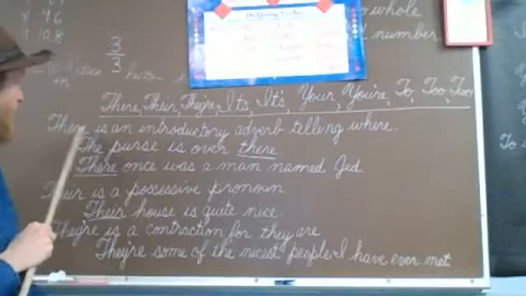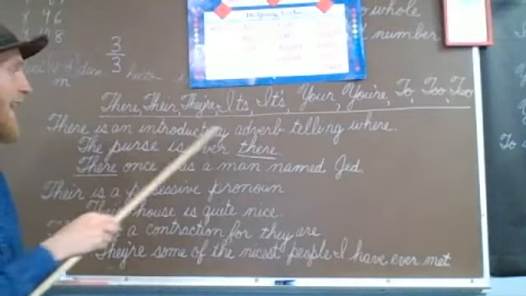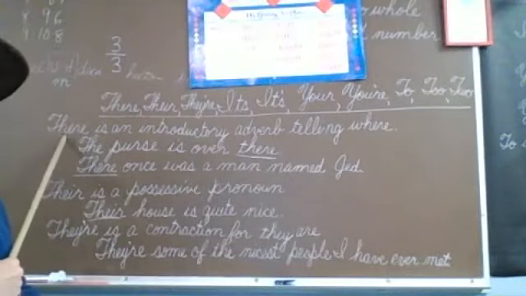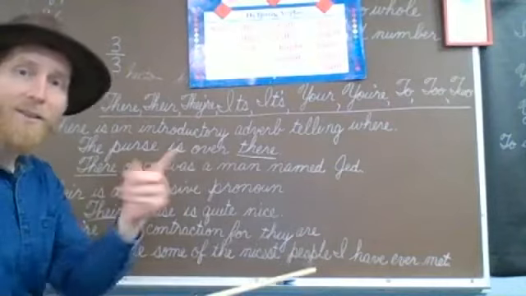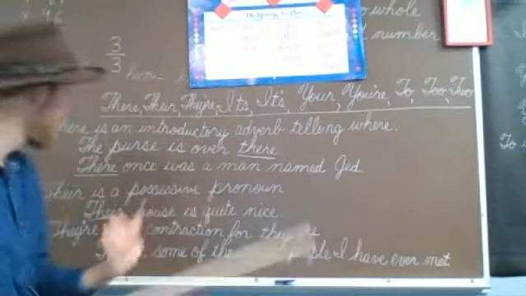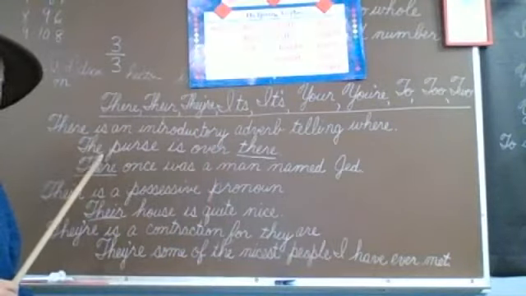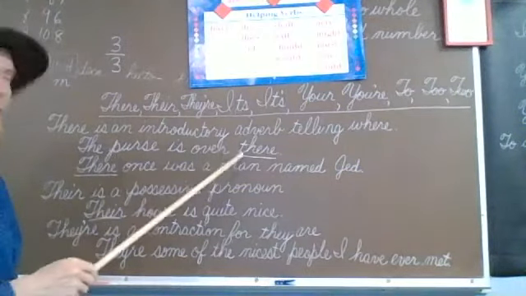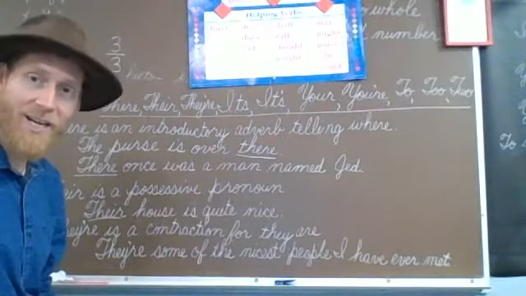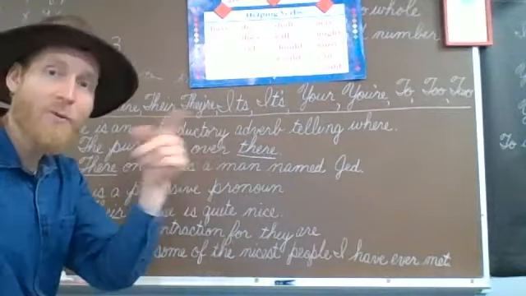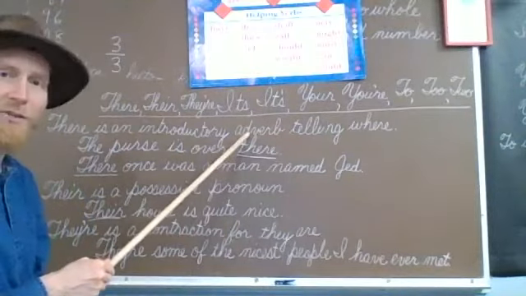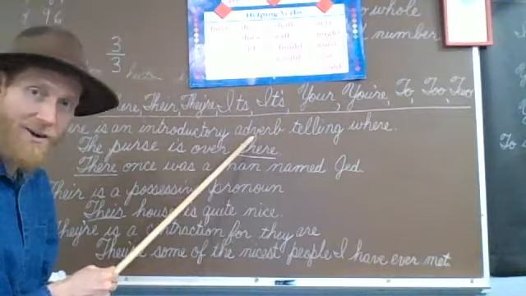So let's look. There is an introductory adverb telling where. Where? Over there, right? There. Where is it? There. It's there. It's a direction. It's a place. It's where. For example, the purse is over there. Notice I underlined the word there. So memorize T-H-E-R-E is there, a direction or a place or telling where. That's one of the adverb questions, is where, there.